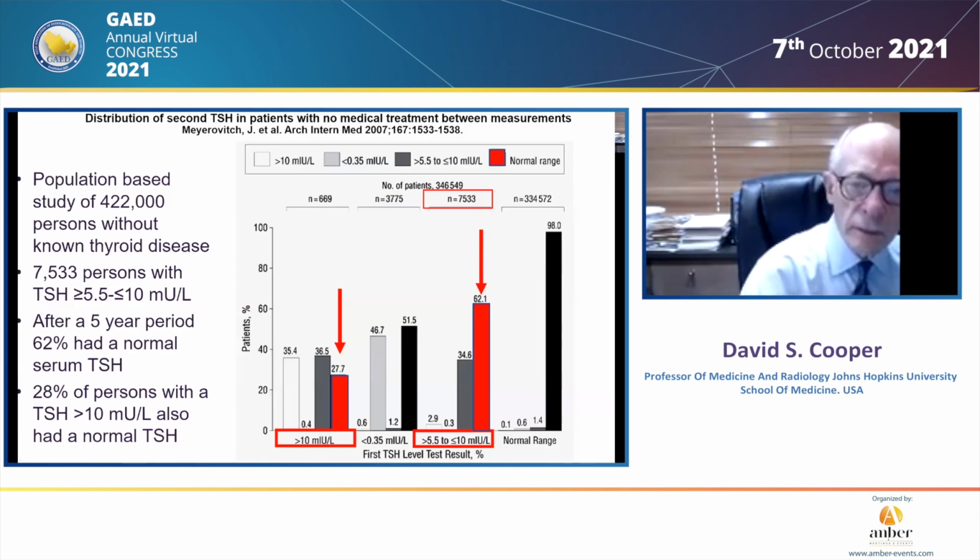And in this study from Israel, looking at baseline TSH levels greater than 10, about 27% normalized their TSH over a 5-year period. And when the TSH was between 5.5 and 10, 60% of the patients, when rechecked, had a normal serum TSH.